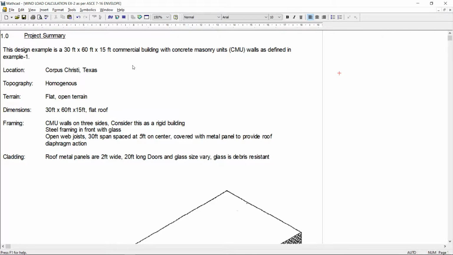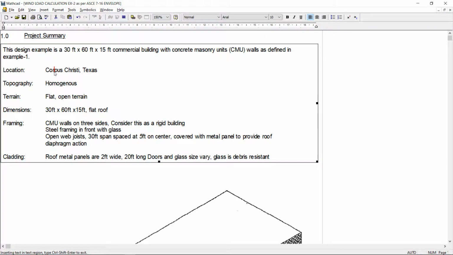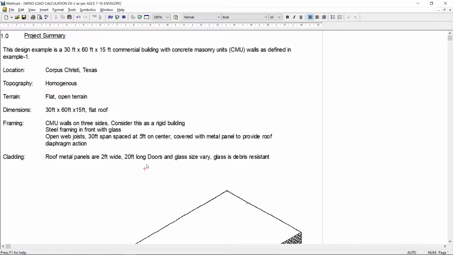In this video I am going to show you how to calculate the wind load on a 30 by 60 by 15 feet commercial building which is located in Corpus Christi, Texas, as shown over here. I took this example, if you refer to my previous video, from the guideline to calculate the wind load as per ASCE 7-02, and this is example number 2.